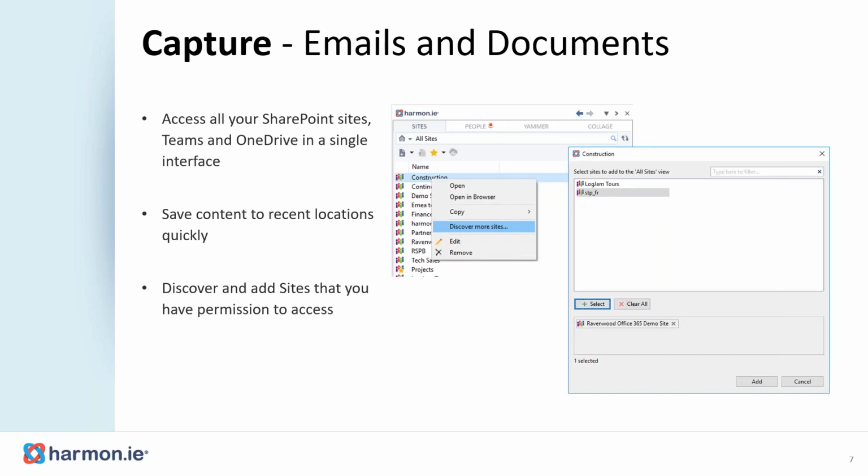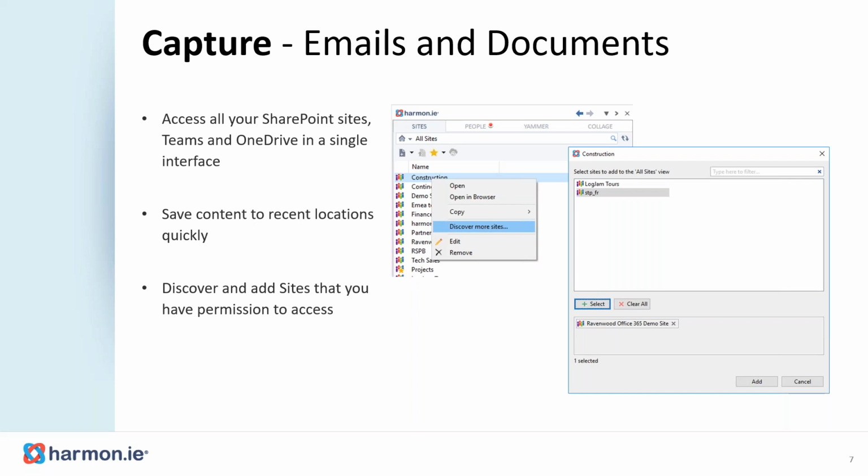So if we take a look at each of those in turn, let's take a look at capturing content, because it could be an attachment, it could be an email that you want to get into SharePoint. So having a single interface in Harmony so that you can access all your SharePoint sites, libraries and teams. As you may be aware, you can connect to multiple environments in a single interface, which is very powerful in itself. But how do I get those sites into Harmony in the first place? Harmony already has a number of different ways to do that.